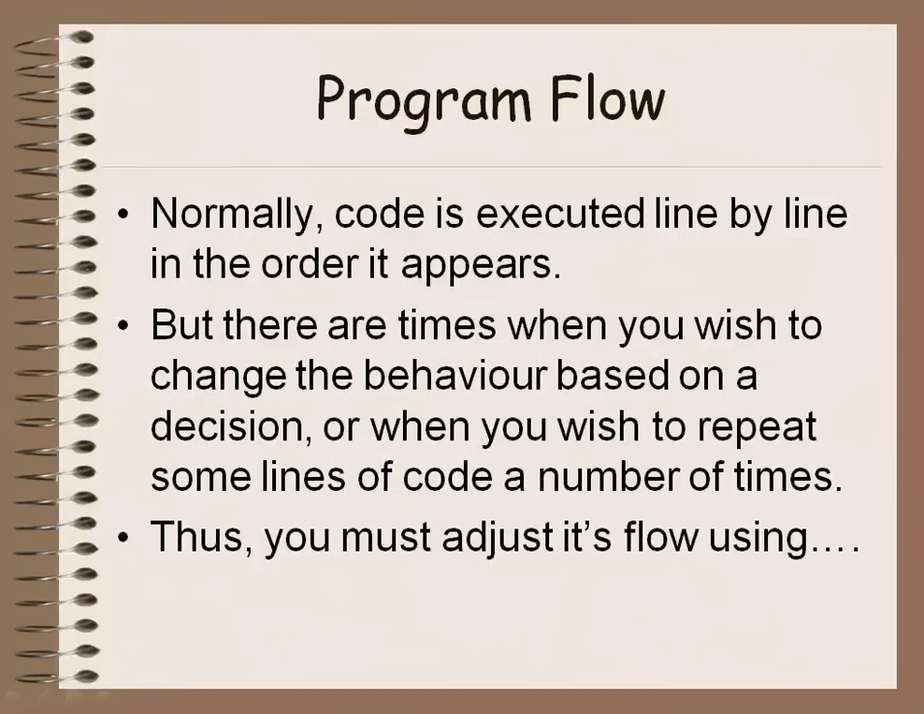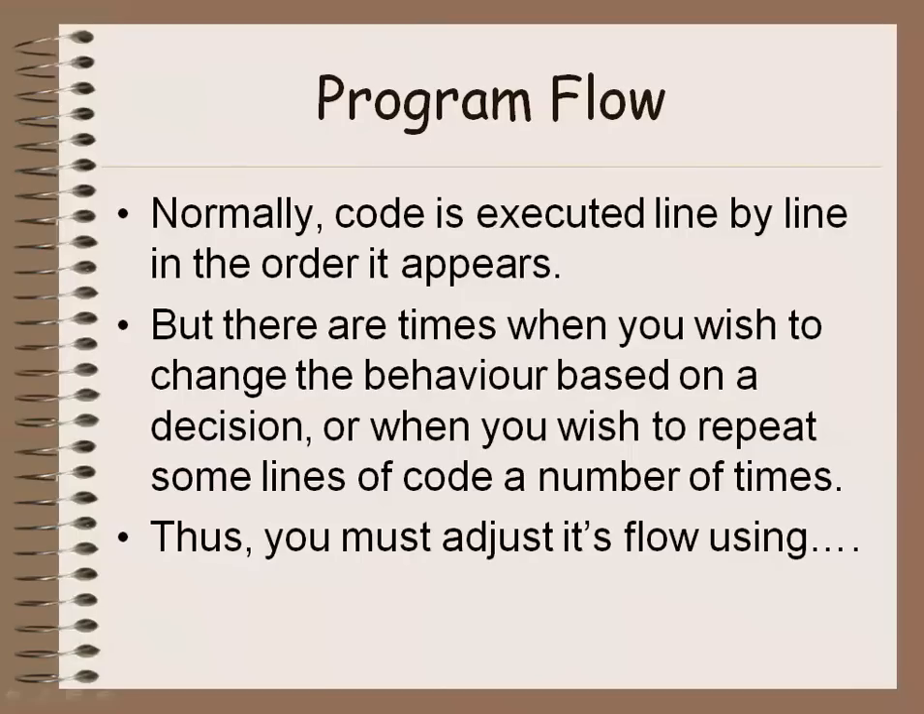So normally when we write our code, it is executed line by line in the order it appears, kind of like reading a book. You start at the top, that's the first thing that happens, the next line of code that we see is the next thing that happens, and so on. But sometimes when we write programs, especially more complex programs, we want to change the behavior of our program based on a decision that happens. So if something's true, I want to do this, and if it's not, I want to do something else.